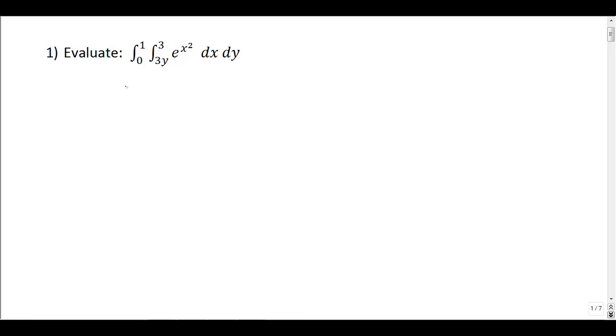So this is a review for an exam in a multivariable calculus class. We're dealing with an exam with double integrals and triple integrals as the primary topics. First question, we want to evaluate the double integral.